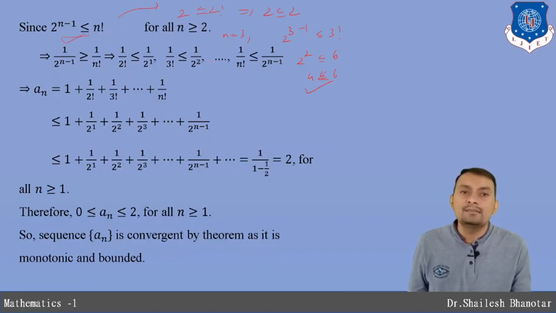But when I take the reciprocal, I am left with 1 divided by 2 raised to n minus 1 is greater than or equal to 1 divided by n factorial. So when I put n equal to 1, I am left with 1 divided by 2 factorial is less than or equal to 1 divided by 2 raised to 1. For n equal to 2, I am left with 1 divided by 3 factorial less than or equal to 1 divided by 2 squared, and so on for general n. So we are left with this one.